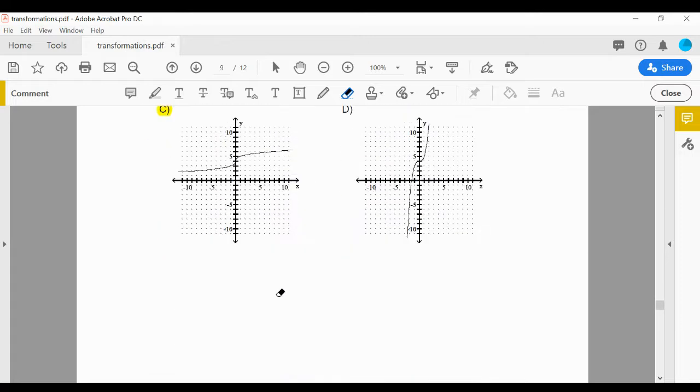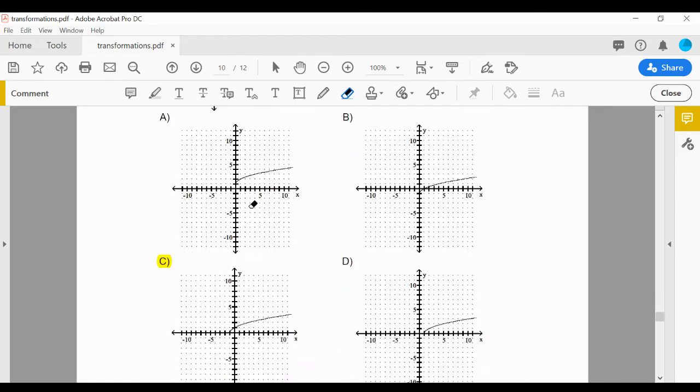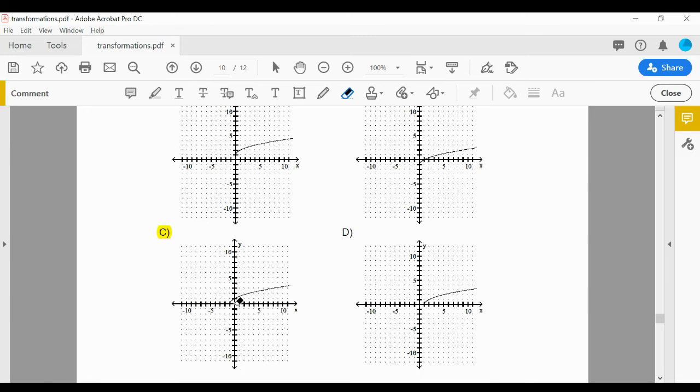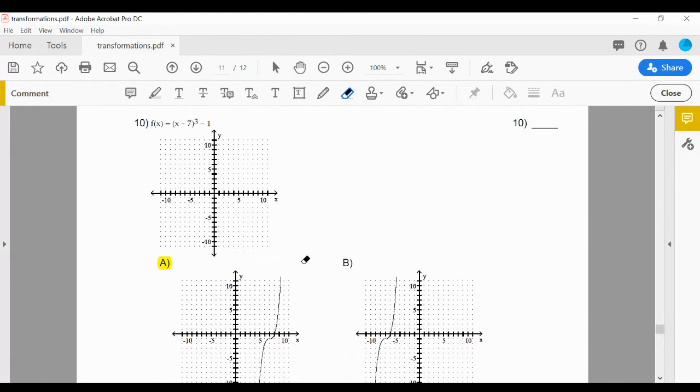What else have we got here? Number 9, what's happening to the X is happening to the 1. So this represents a horizontal shift. It's a +1, so it goes in the opposite direction. It goes 1 to the left. You can see originally the graph started out at 0, 0, but 1 to the left, now it's at -1, 0. And your calculator would do that.